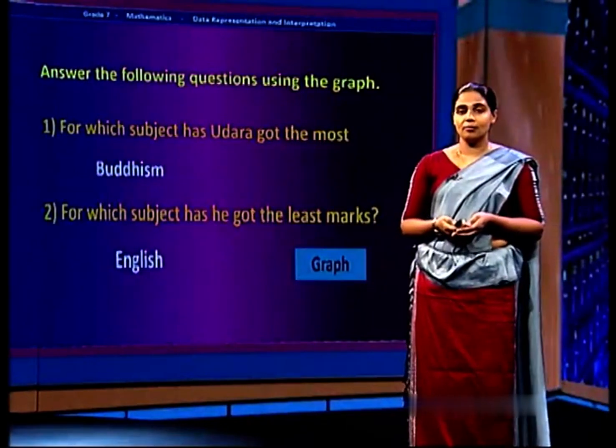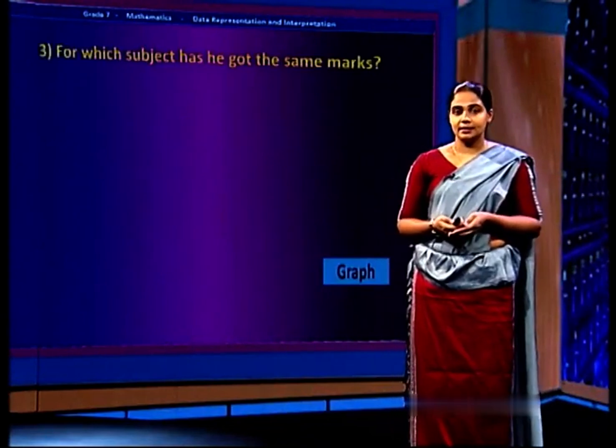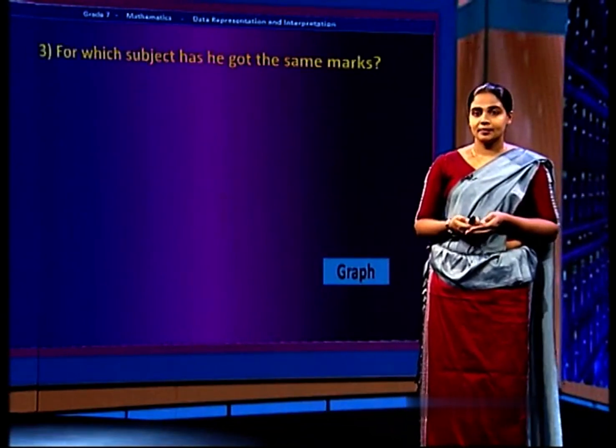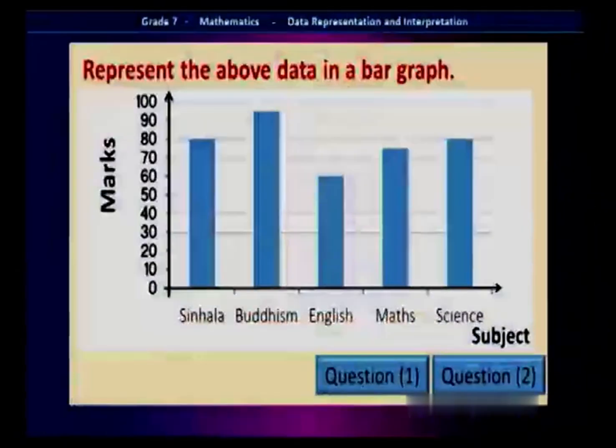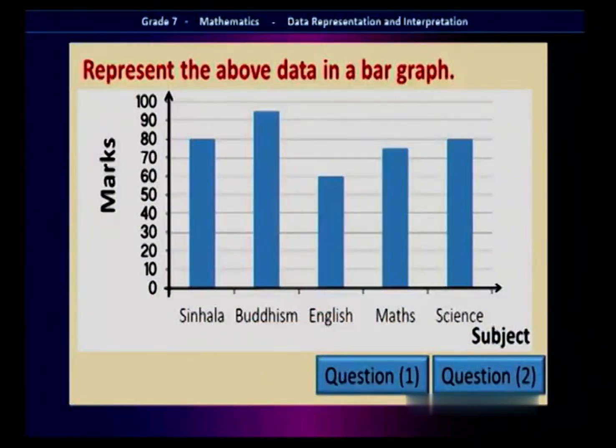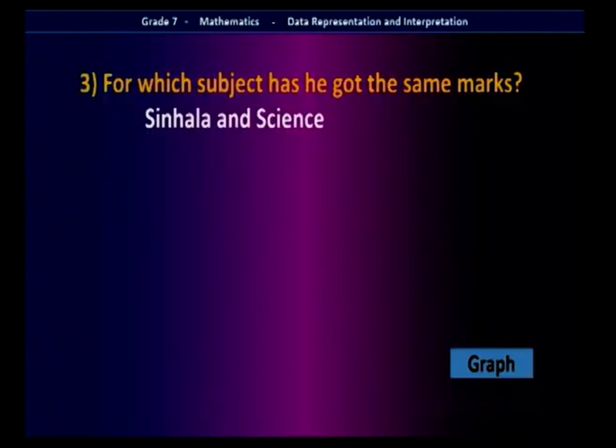Then you have more questions. Then third question. Now read it. For which subject has he got the same marks? Let's see the graph. Same marks. Then the height of the bars should be the same. Then can you select what they are? Same heights for Sinhala and Science. Then what should be your answer? It should be Sinhala and Science.